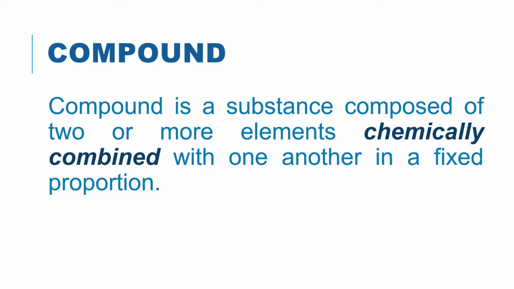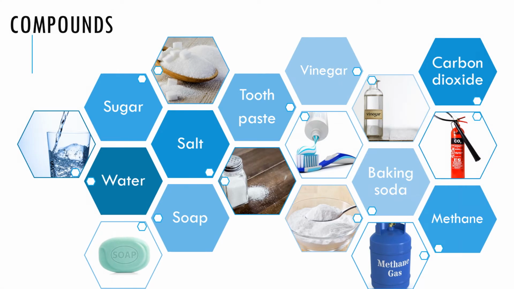What is a compound? A compound is a substance composed of two or more elements chemically combined with one another in a fixed proportion. Examples of compounds we use in our everyday lives are water, sugar, salt, soap, toothpaste, vinegar, baking soda, methane, and carbon dioxide.